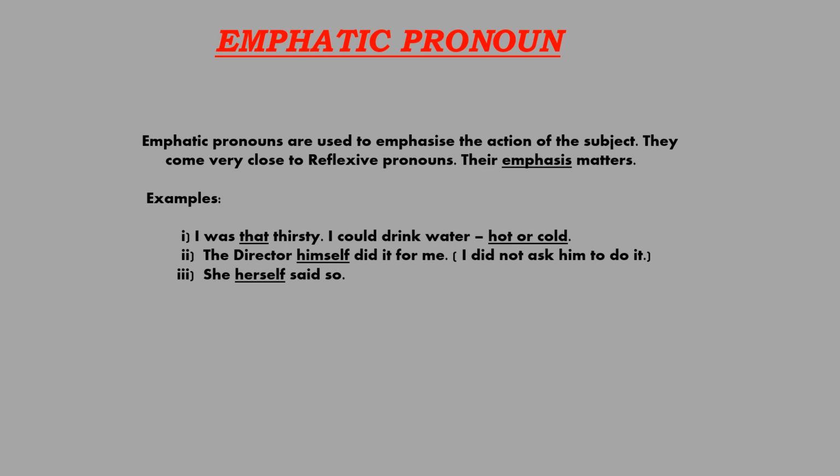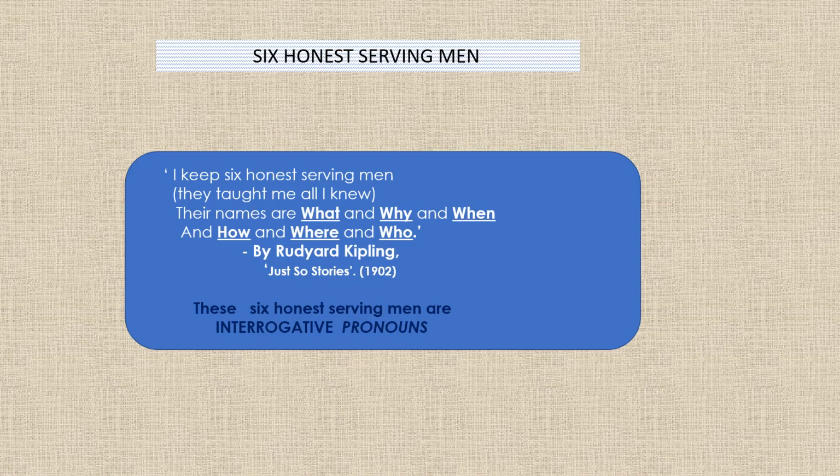Emphatic pronouns are used to emphasize the action of the subject. They come very close to reflexive pronouns. It looks like they are reflexive, but their emphasis matters. I was that thirsty, I could drink water hot or cold. So emphasis is on the underlined words, hot or cold. The director himself did it for me, meaning I didn't ask him to do it himself. She herself said so. So emphasis is the main thing here. It's a very important thing. Perhaps you may not find it everywhere.